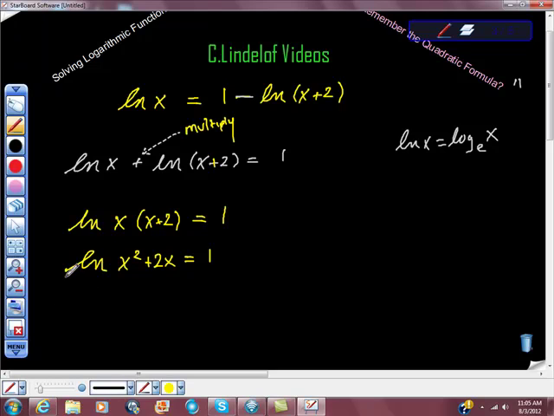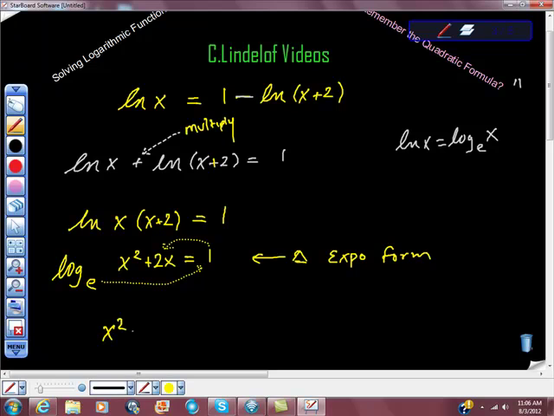Now we're going to remember that this piece right here means log base e of this whole thing, right? So I'm going to change to exponential form. If you remember how to do that, we take this right here, raise it to this power, and set it equal to that. So it would look like x squared plus 2x is equal to e to the first power.